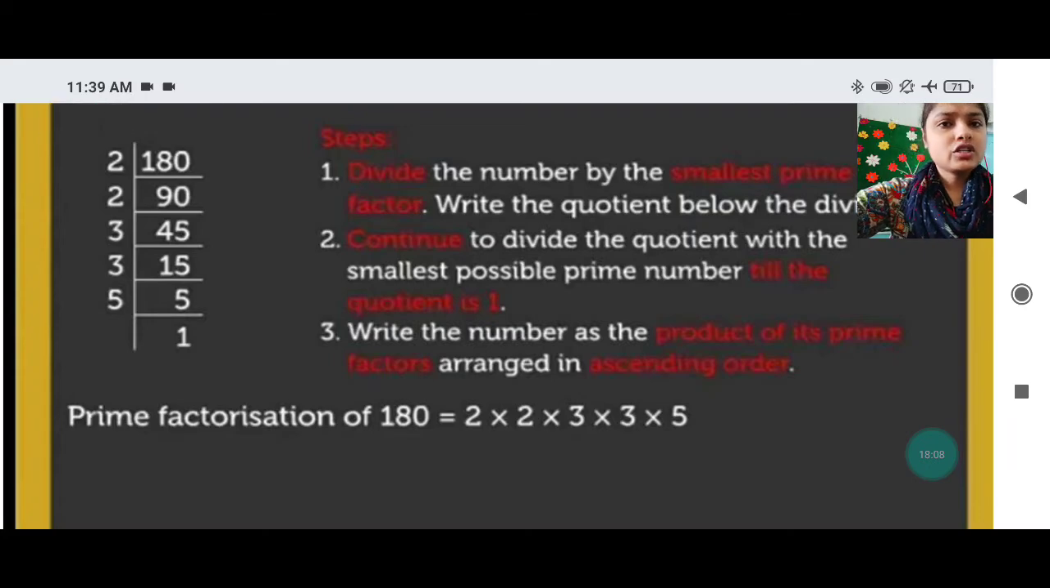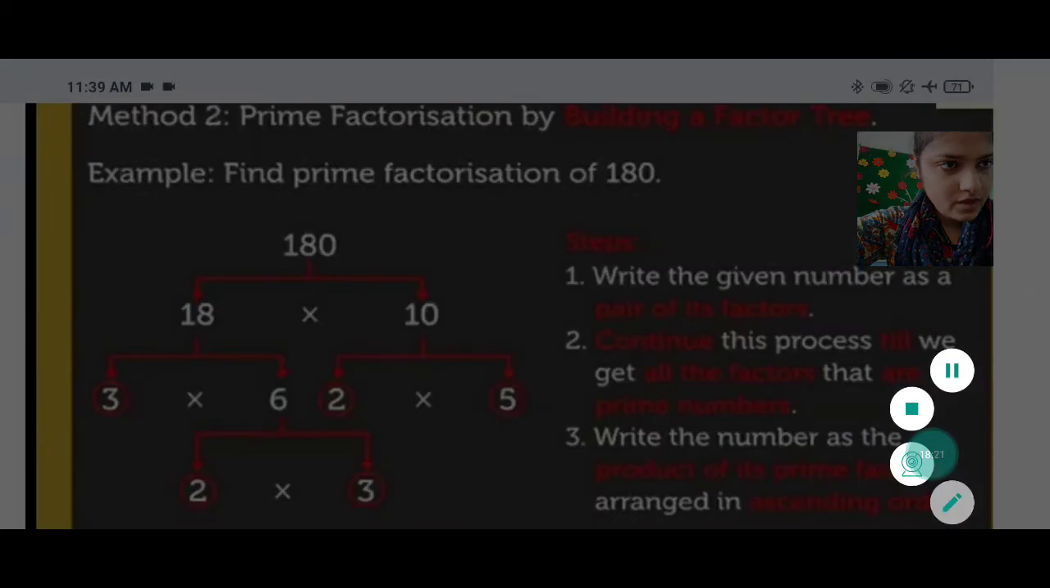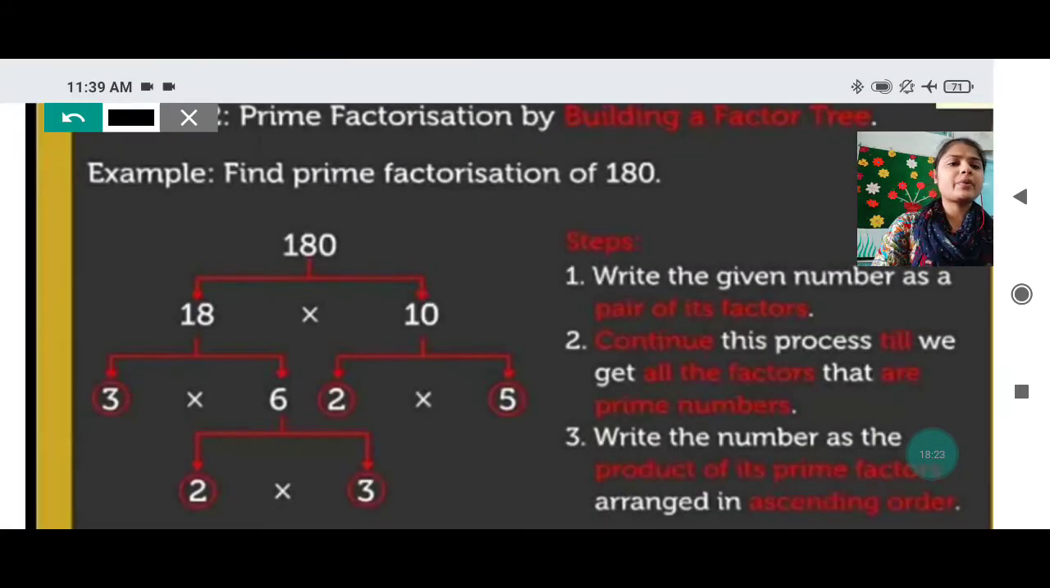Okay, so this is how we have done the division of this number by prime factorizing and by dividing it by the continuous division method. Now this is how we can do the prime factorization of a number by building a factor tree. Okay, how can we do it?